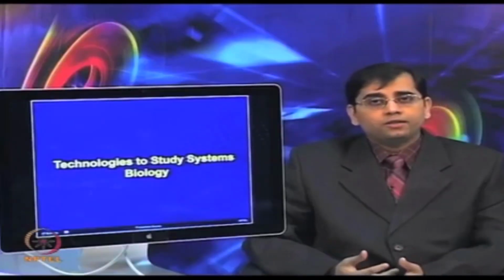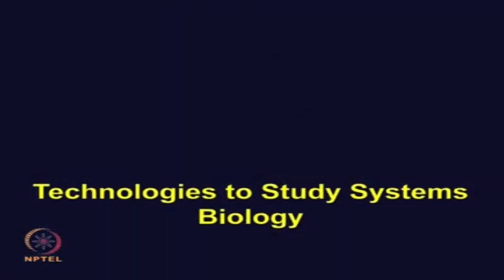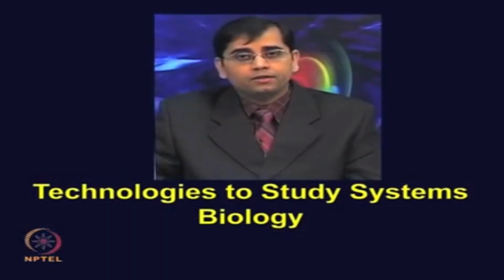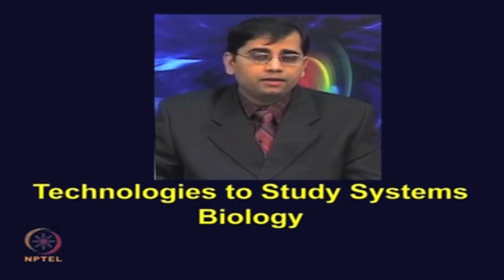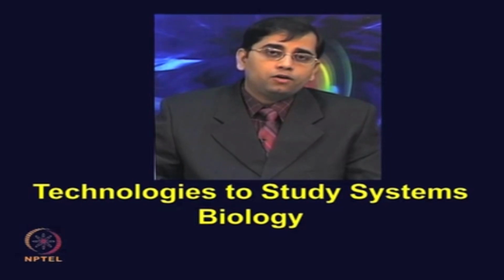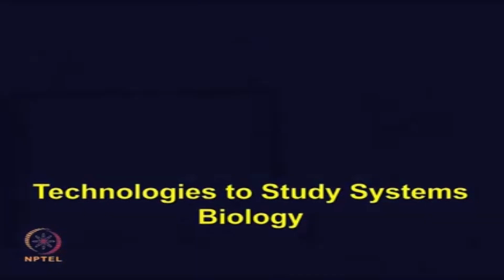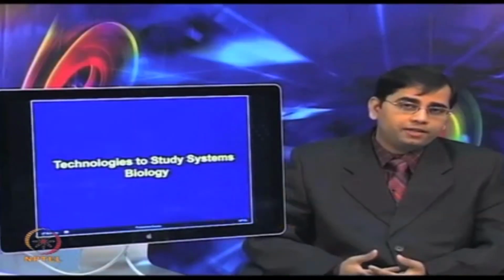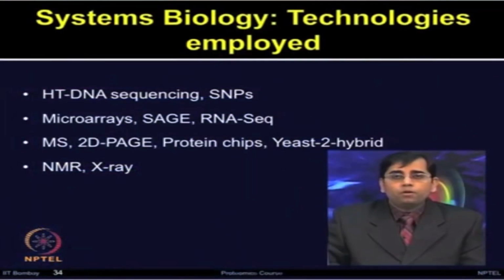There are different technologies which have been employed to study systems biology. Obviously, you need high throughput data sets which could be derived from microarray platforms, RNA deep sequencing, different configurations of mass spectrometry, different types of structural proteomic tools and protein interaction data sets. So, some of the technologies which are commonly employed in systems biology can be classified broadly under the following techniques.